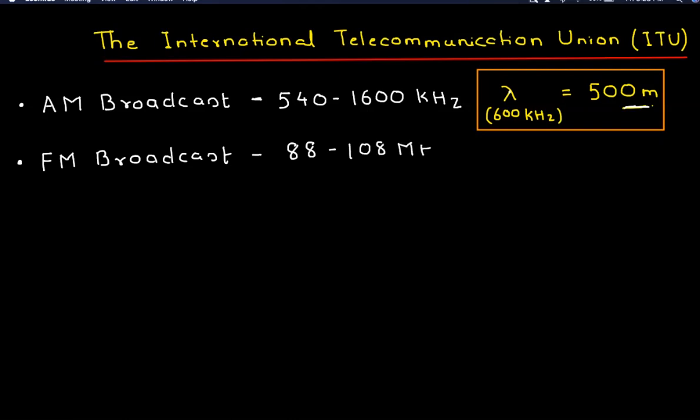Now, whose bandwidth is higher, AM or FM? FM, not AM. There is 10 raised to the power 6 here, and this is 10 raised to the power 3. Kilo is 10 raised to the power 3. FM is higher. Next is television. Television typical usage is 54 to 890 megahertz.